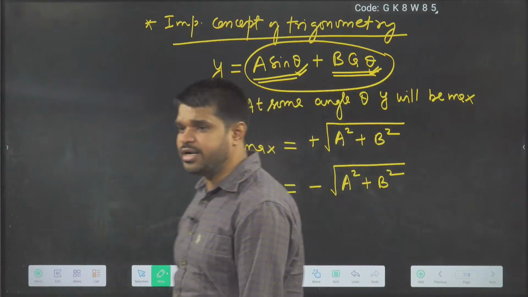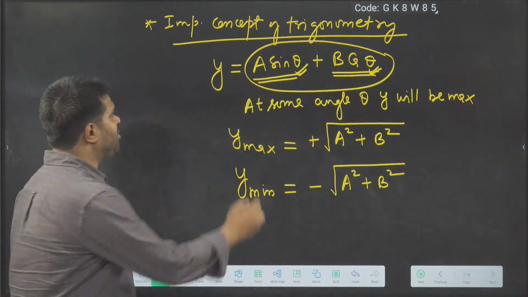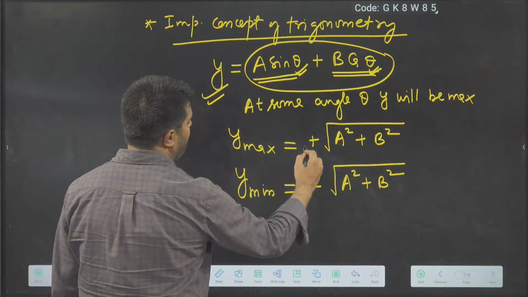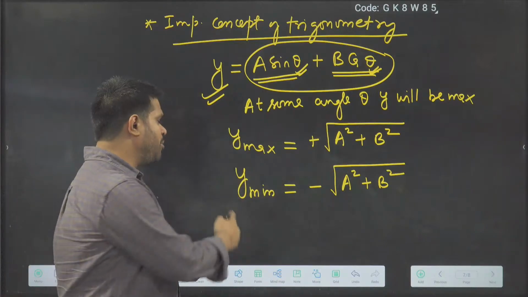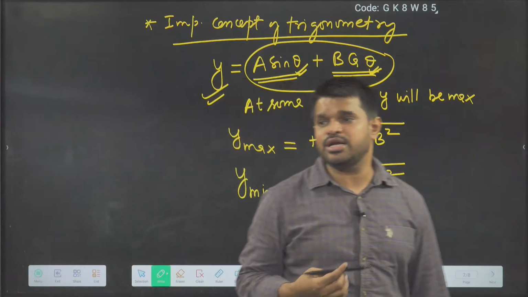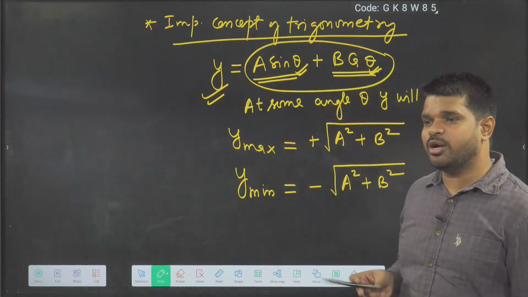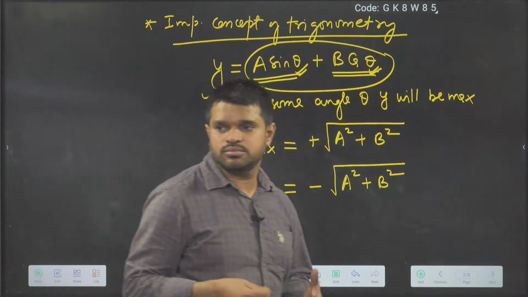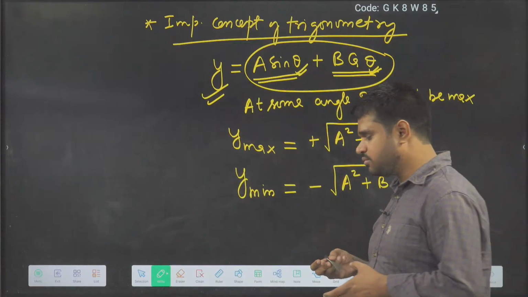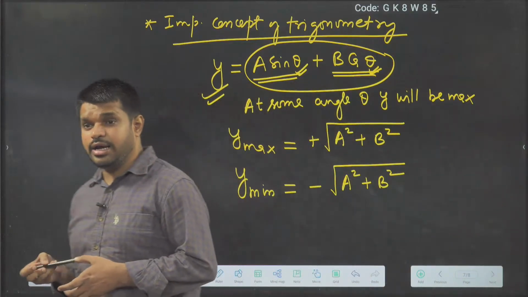Okay, write it. So the maximum value of this expression is given by plus under root of a square plus b square, and the minimum value is given by minus of under root of a squared plus b squared. Write it fast.